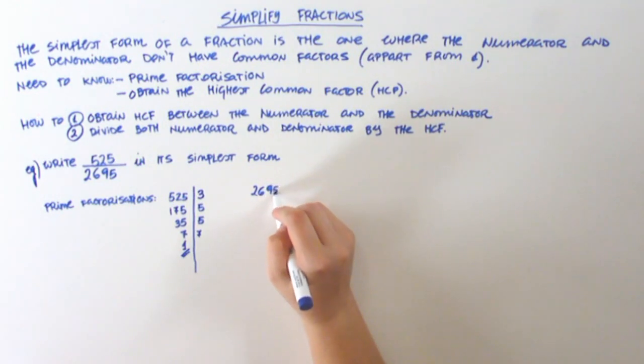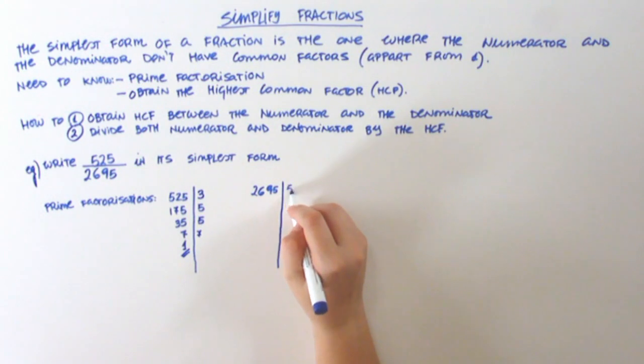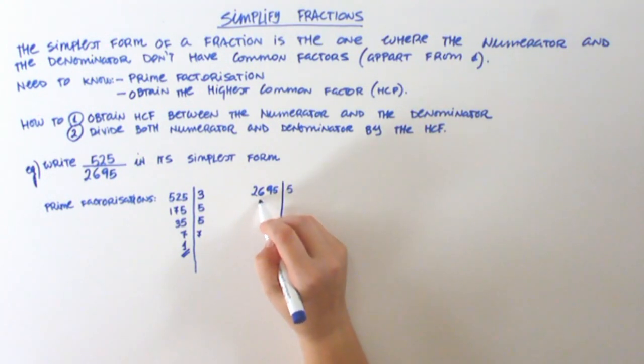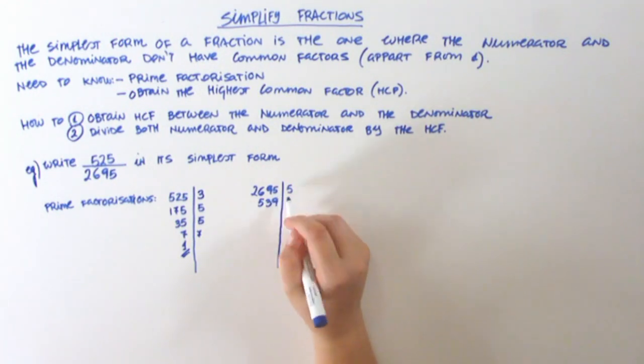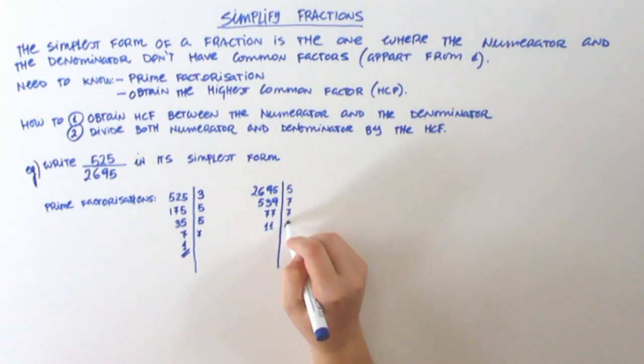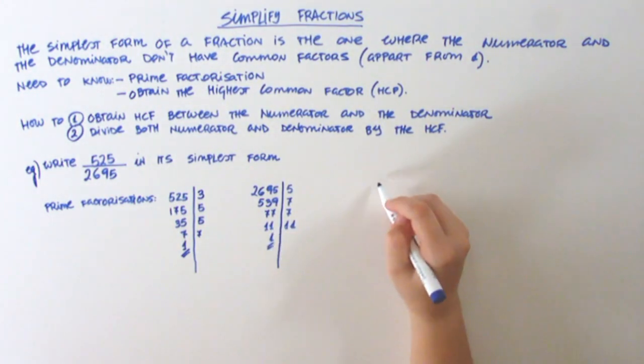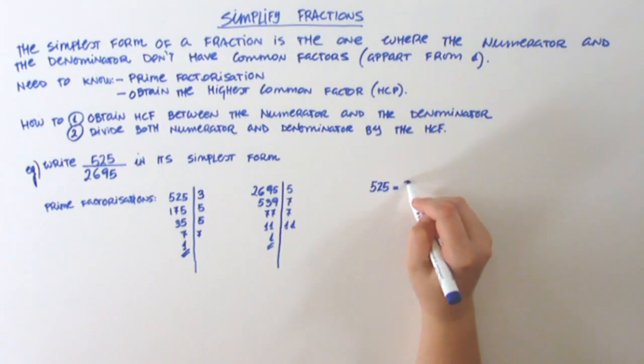I repeat the same process with the denominator, 2695. If you check, it's divisible by 5. You do that, it gives you 539. That is divisible by 7. It gives you 77, which is divisible by 7 again. The result is 11. That gives me 11, and the result is 1. I'm finished. So then I can collect all the factors.